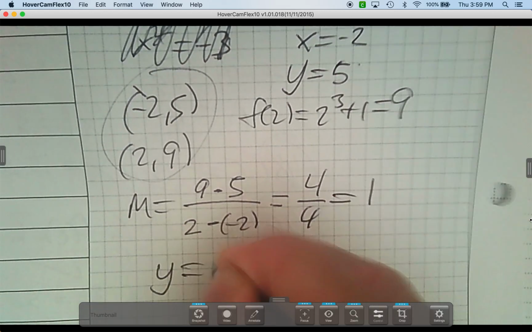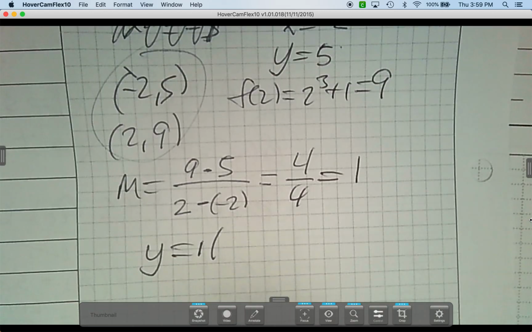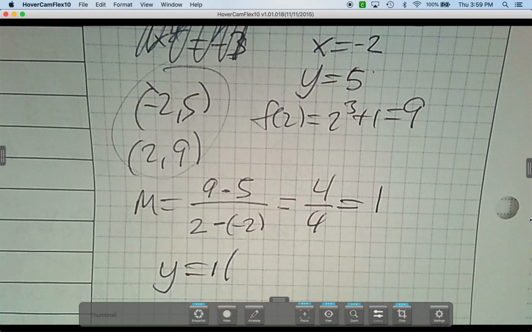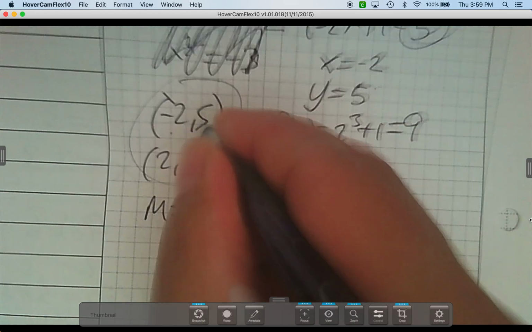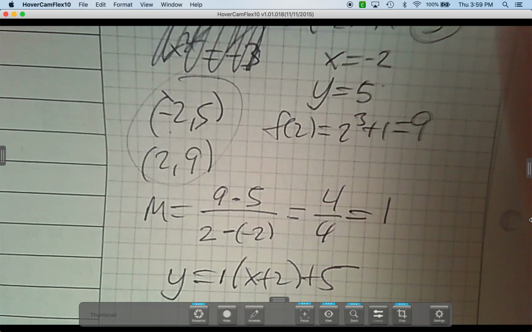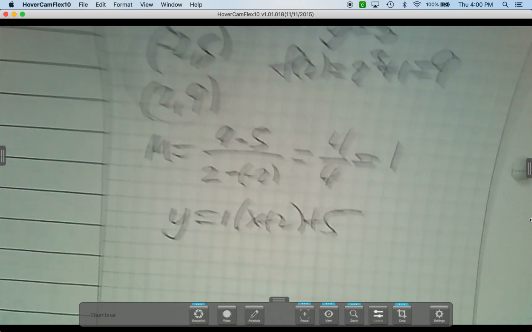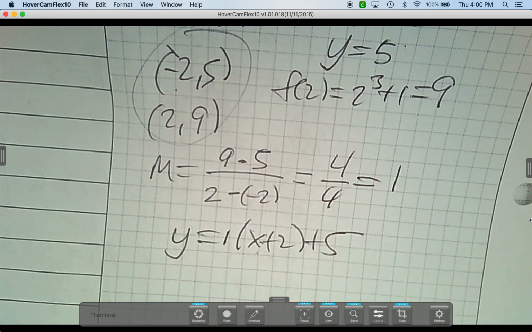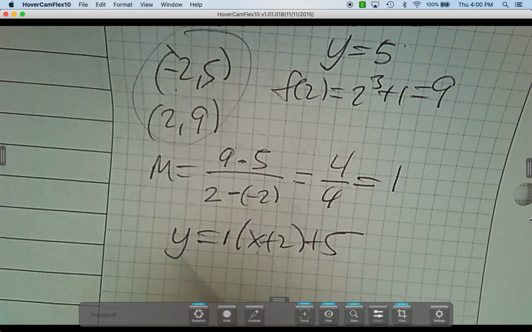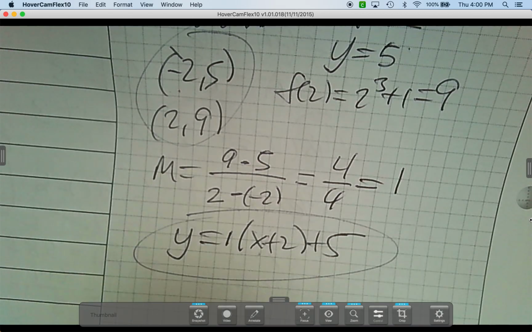So we can write down y equals, the slope is 1. So we don't even need the 1 there. Take one of the points. So if I took the top point, it would be x plus 2 plus 5. Now, if I did the bottom one, it would be x minus 2 plus 9, and it would be the exact same thing when we simplified it. But that is a beautiful answer.